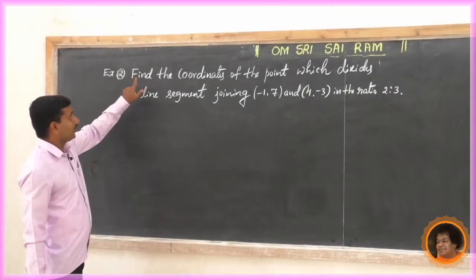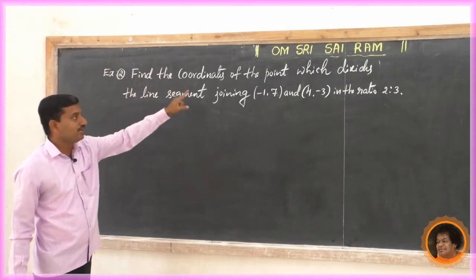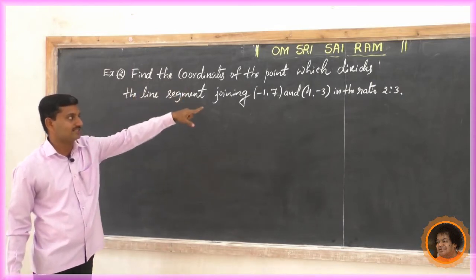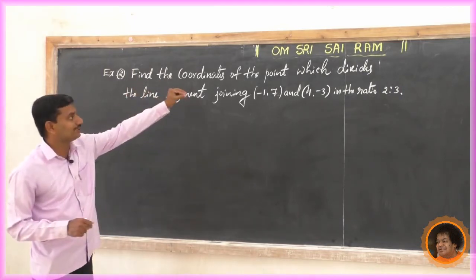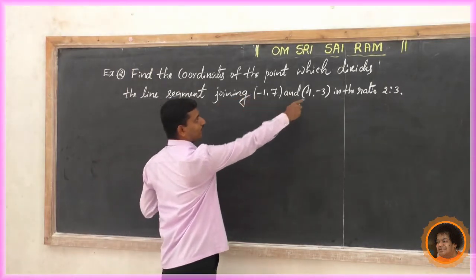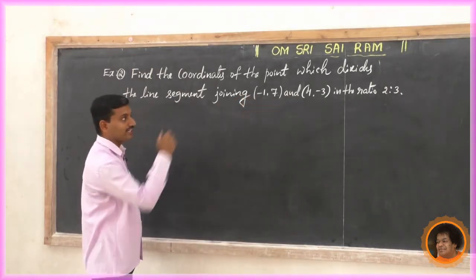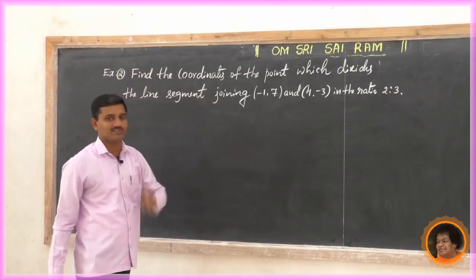Go through the second question. Find the coordinates of the point which divides the line segment joining -1, 7 and 4, -3 in the ratio 2:3. Our aim is to find the coordinates of the point. So two coordinates are given, -1, 7 and 4, -3. The ratio is also given, that is 2:3. How to find the coordinates of that point? With the help of the section formula.